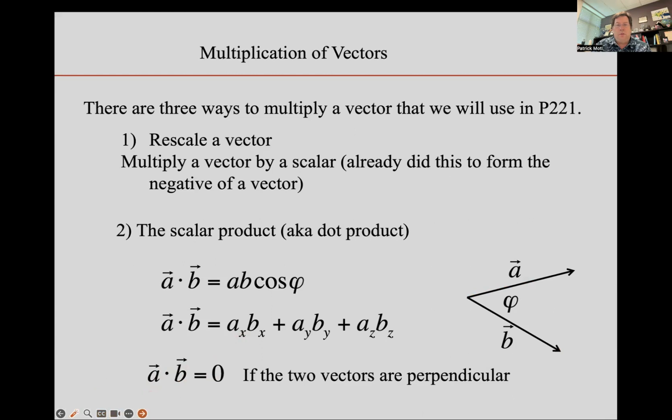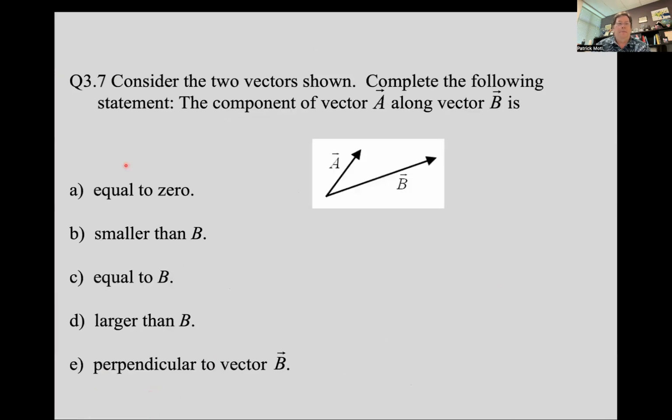All right, so let's go through some practice with the scalar product, dot product. There are two vectors shown, A and B. Complete the following statement. The component of vector A along vector B is, which of those do you think is correct? So think about it, talk about it with your physics neighbor or neighbors, and then when you're ready to go on, unpause the video.